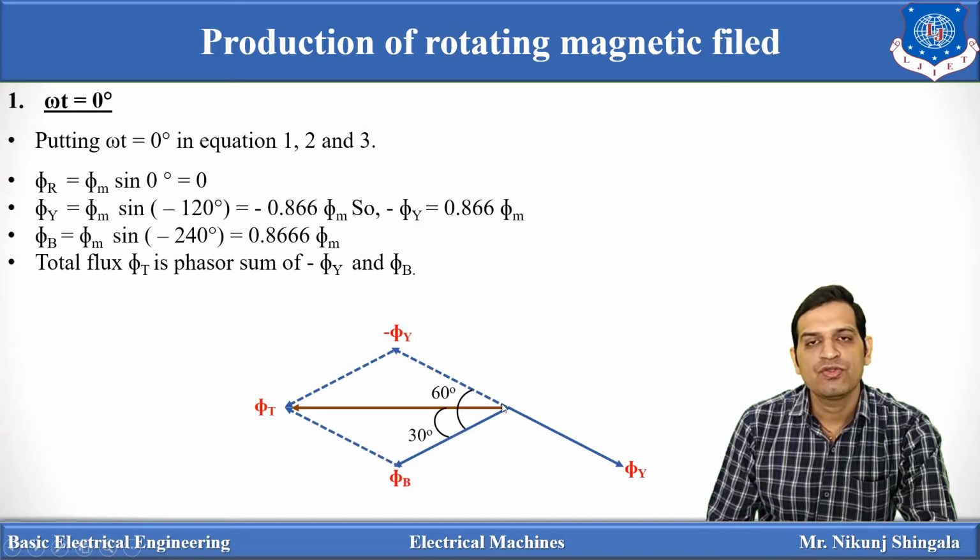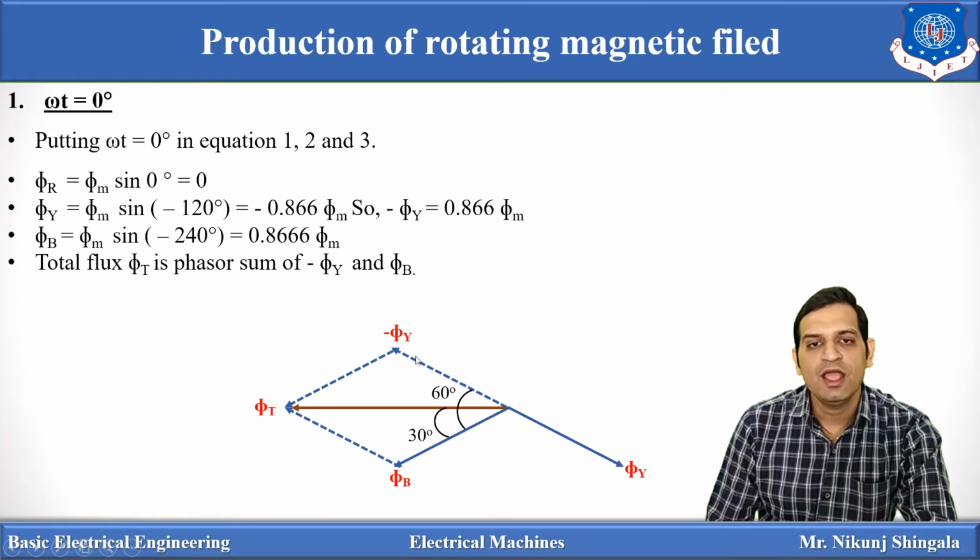So phi r is 0, so here phi r is not shown. This is phi y and phi b. This is the reverse of phi y, that is minus phi y. Now both have the same magnitude, so the value of the resultant can be found using a parallelogram. So taking the projection of this, making the parallelogram.